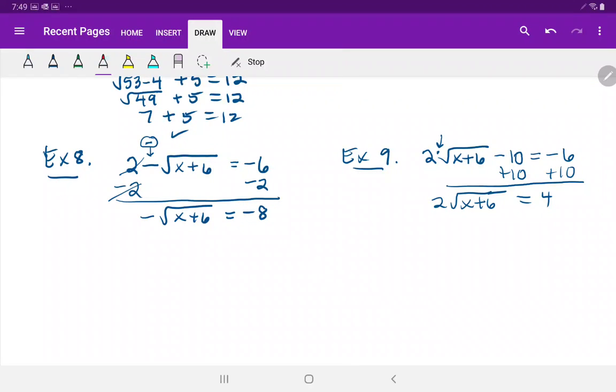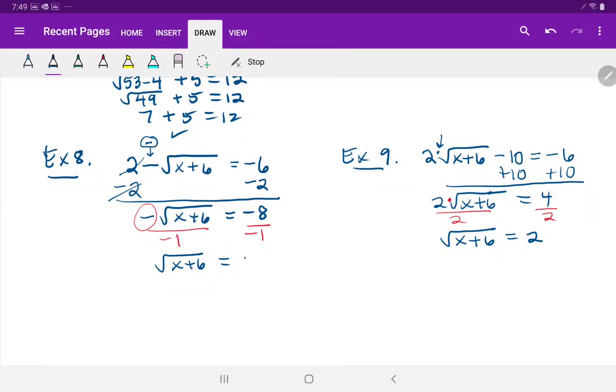This one, how do you get rid of this, which is a times? You don't subtract it. What do you do with it? And the answer is divide it. So square root of x plus 6 equals 2. Okay. Now back to the left one. What do you do with the negative sign? Try to think of what you do with the negative sign. Okay, so you're going to divide by negative 1. X plus 6 equals 8. And now they both kind of look the same, right?